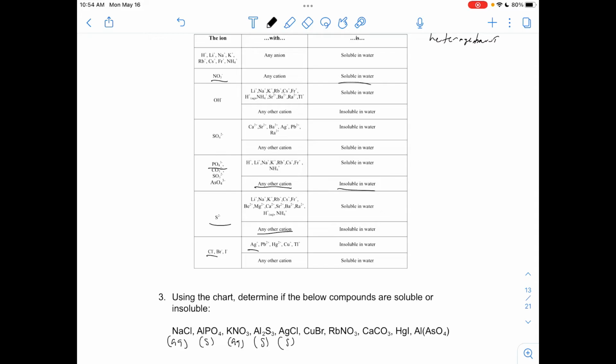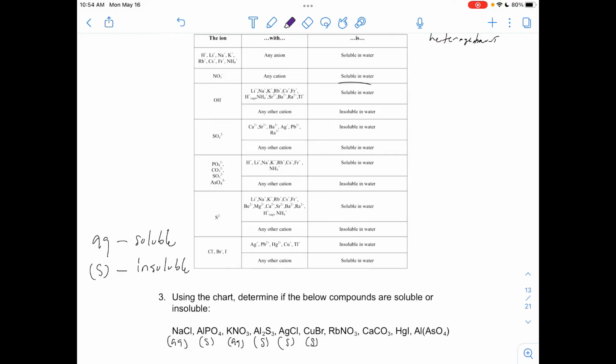CuBr, which by the way I'm writing S not for soluble but solid. Aqueous means that it's soluble, dissolves in water. Solid means that it's insoluble, doesn't dissolve, it forms a precipitate. So CuBr is insoluble.